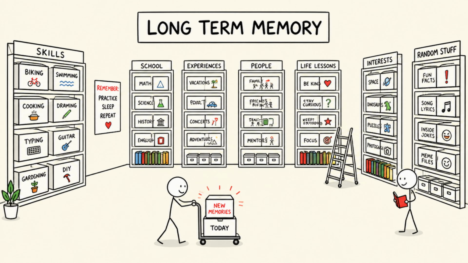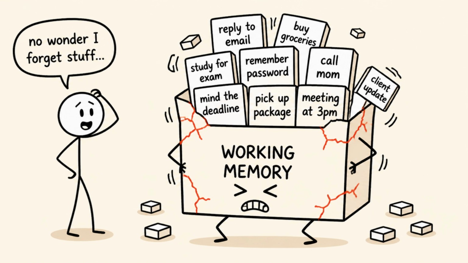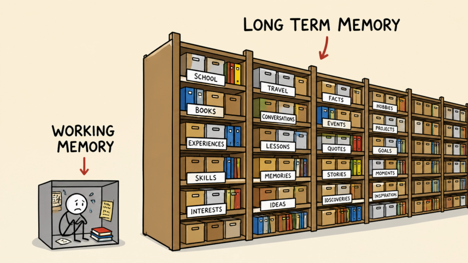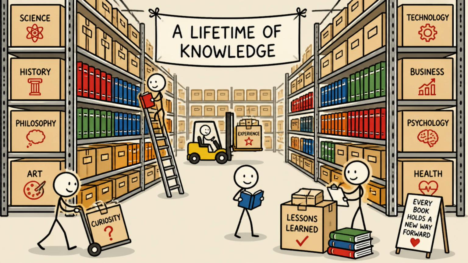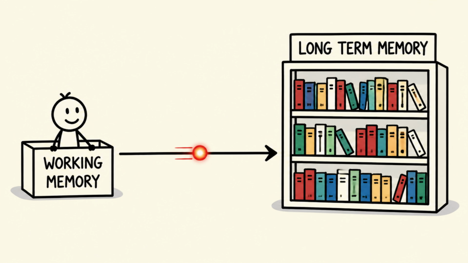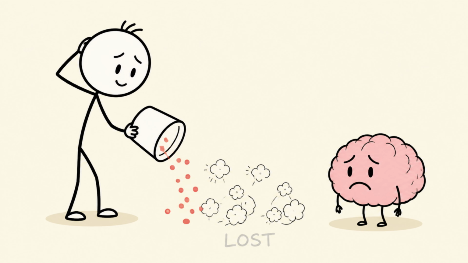Here's the catch. Working memory is incredibly limited. Most research suggests we can only hold around 4 to 7 pieces of information at once, and only for a matter of seconds unless we actively rehearse it. Long-term memory, on the other hand, is essentially unlimited. It can store a lifetime of knowledge and experience. Learning happens when information successfully moves from that fragile, limited working memory into the vast, stable storage of long-term memory. But if working memory becomes overloaded, that transfer breaks down. The information gets lost before it ever has a chance to stick.